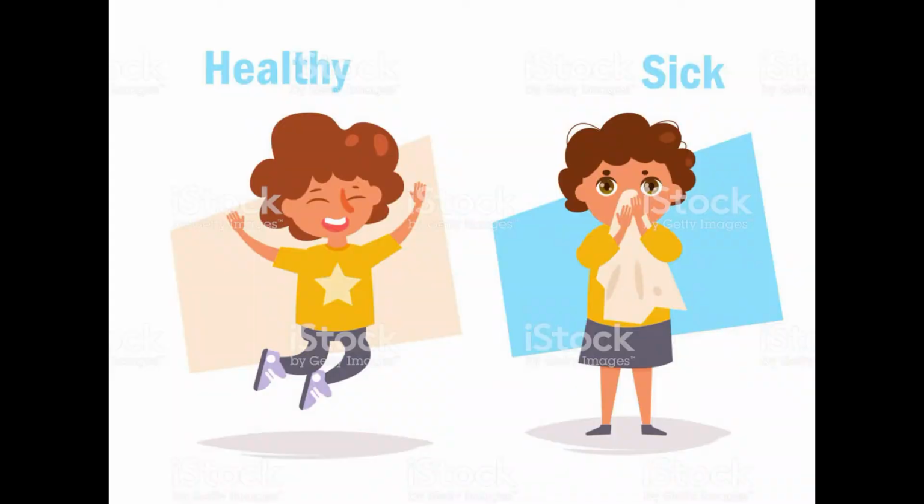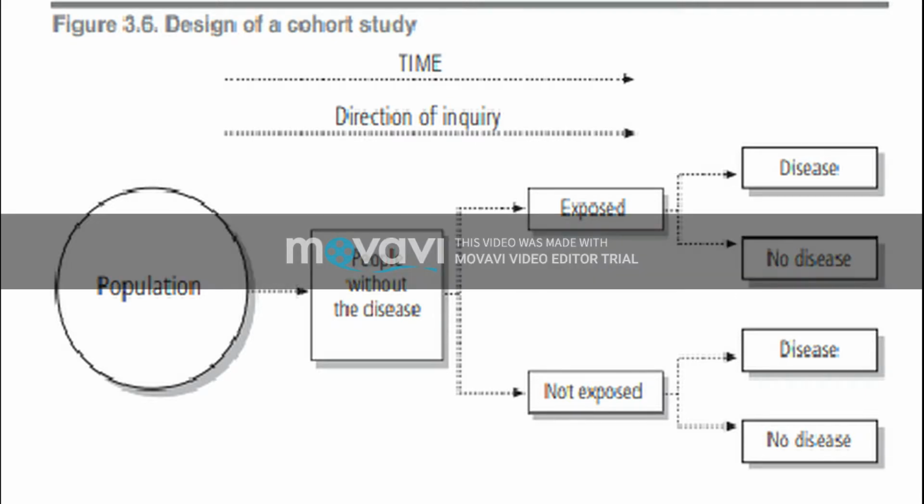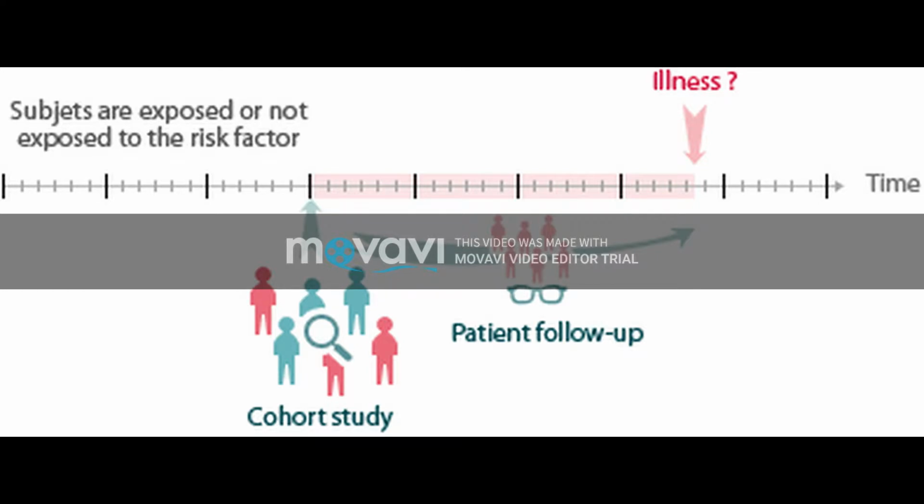The cohort studies, or follow-up studies, begin with a group of people who are free of disease. The study subjects are classified according to exposure to a potential cause of disease or outcome. This study is longitudinal.